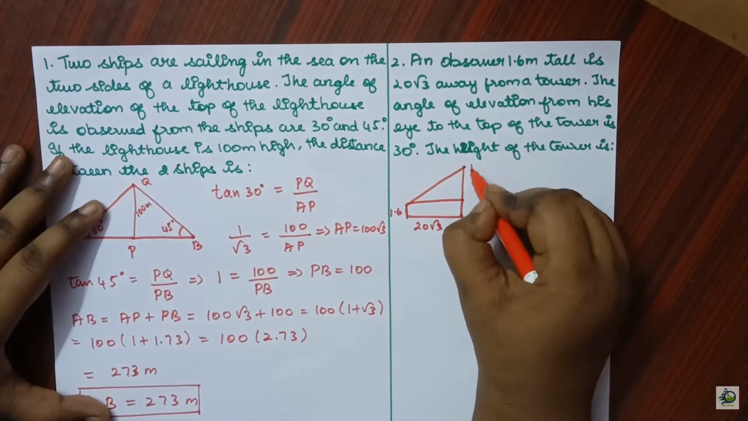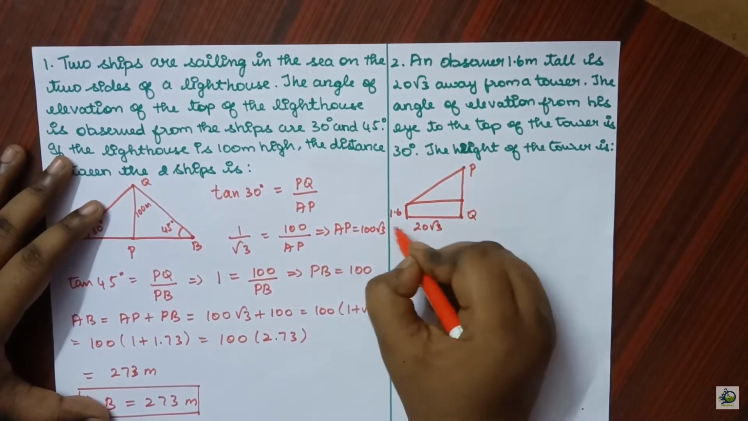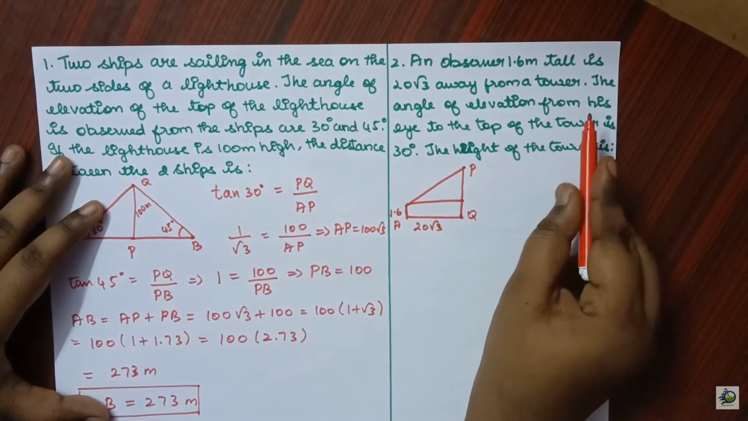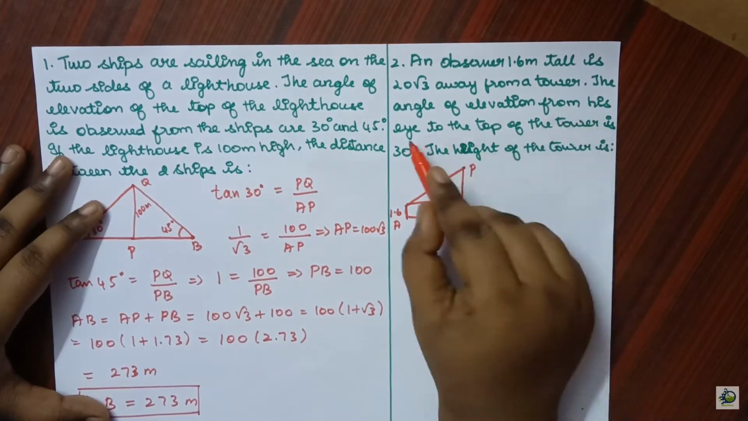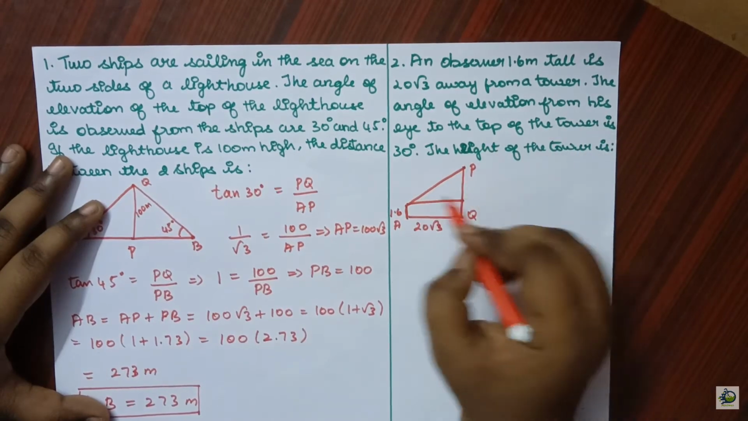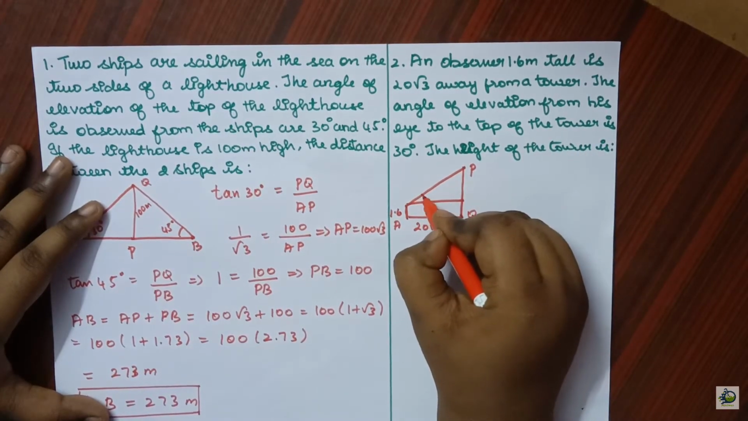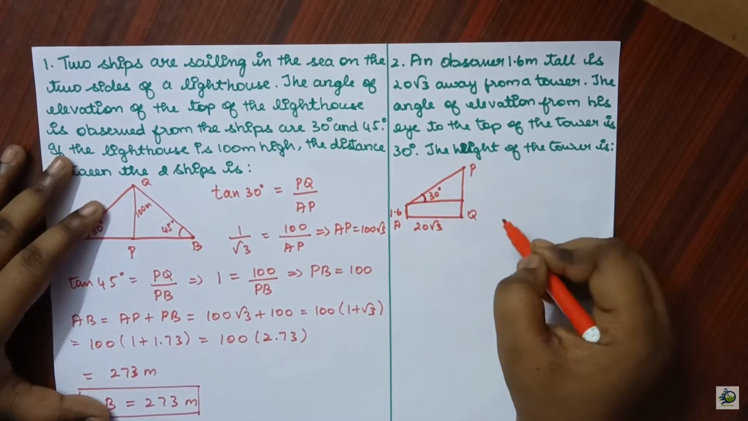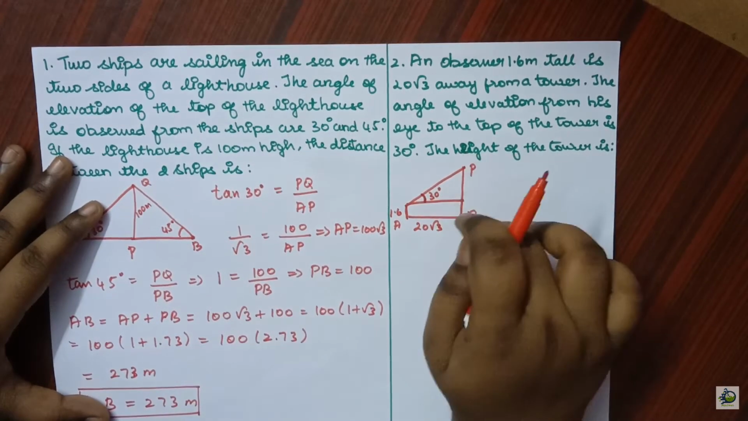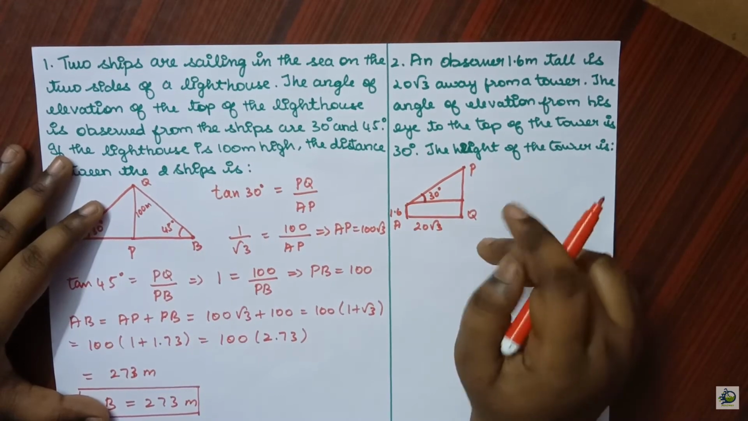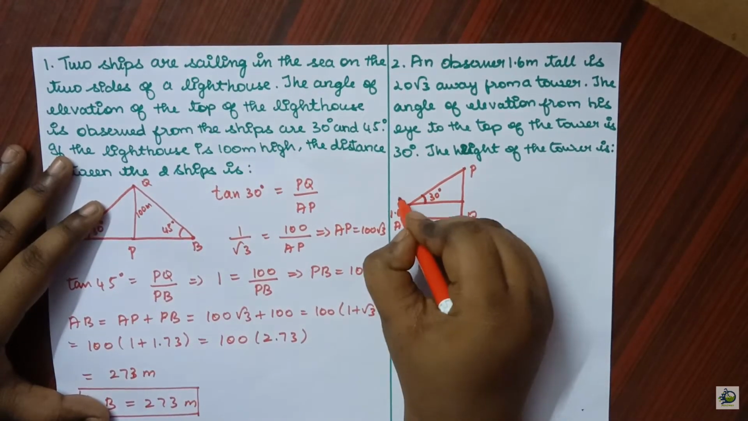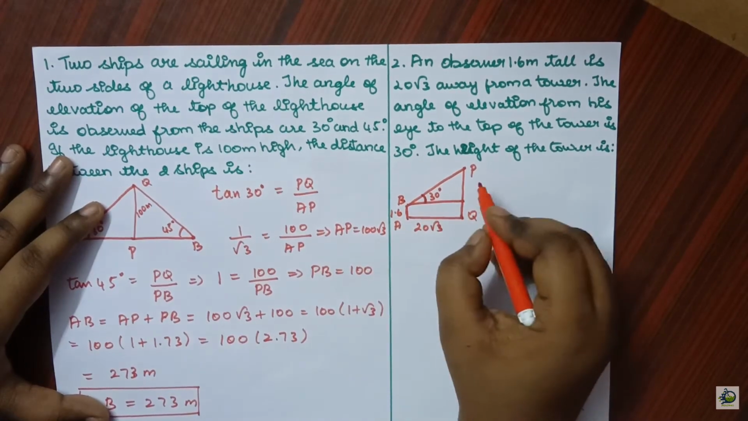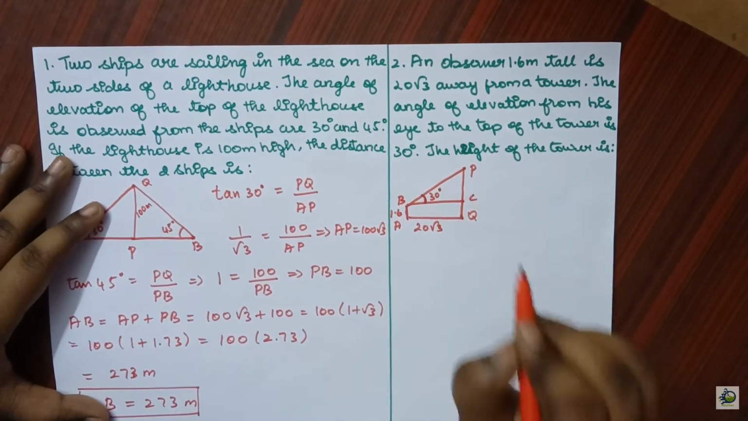Let me consider this tower as PQ. A man is standing here at A. Okay. Next is the angle of elevation from his eye to the top of the tower. So from his eye, I have to consider this. It is 30 degrees to the top of the tower. I will have to find the height of the tower PQ. Okay. Here let me consider his eye as B. So this I will consider as C.